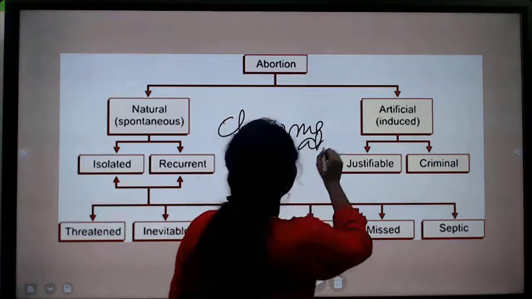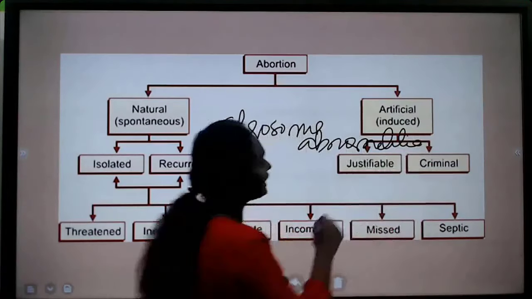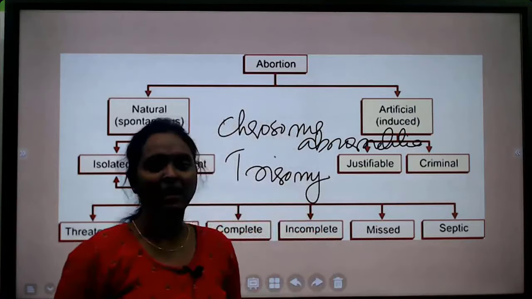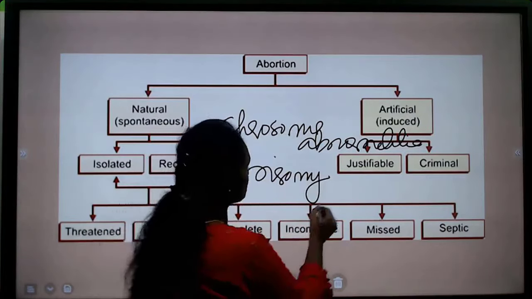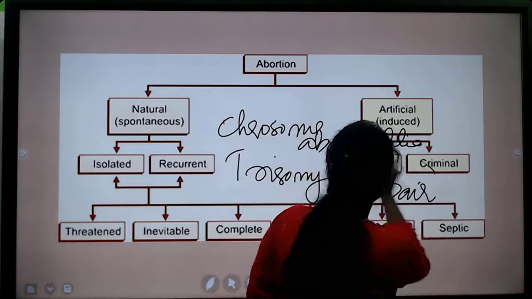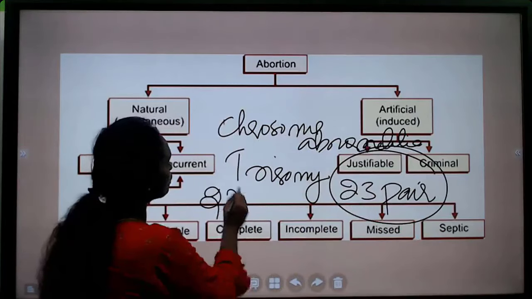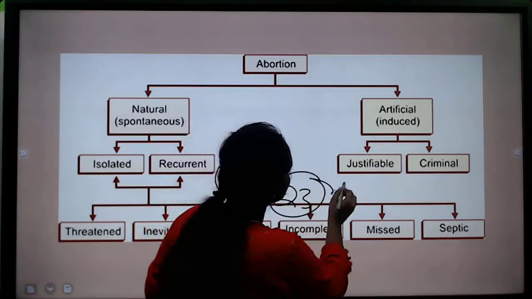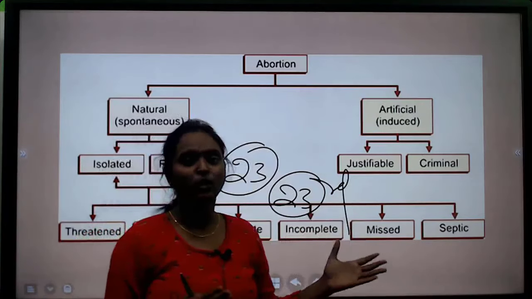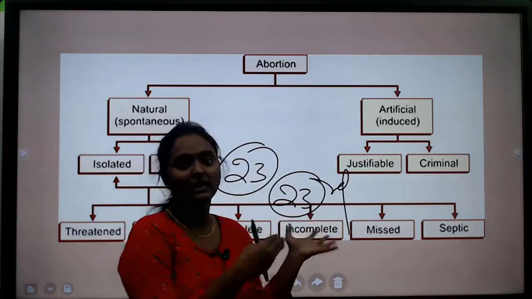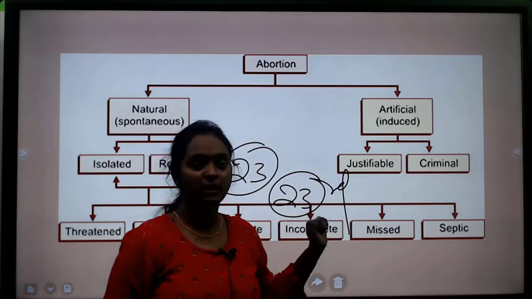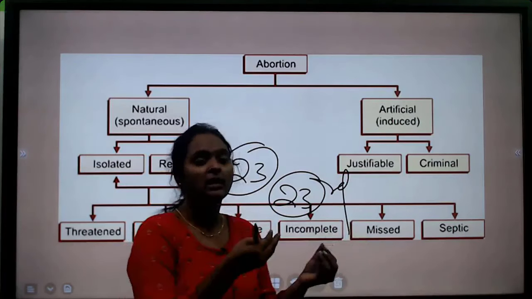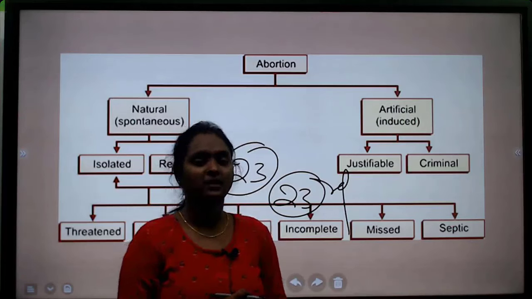Chromosomal abnormalities leading to abortion are trisomies. What is meant by trisomy? We have 23 pairs of chromosomes. Among these 23 pairs, 22 pairs are autosomes. The remaining 23rd pair is the sex chromosome, which decides the sex, male or female. If during fetal development any abnormality develops because of gene mutations, we can notice abortions.